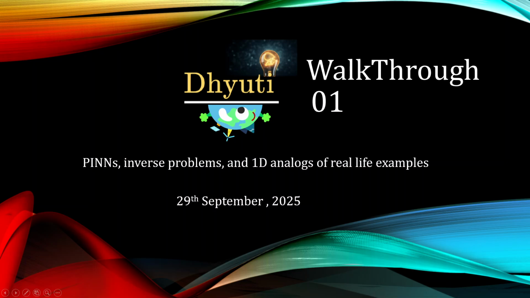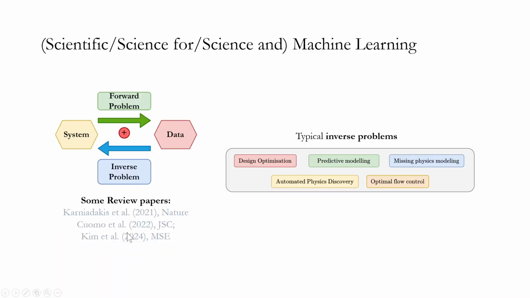Firstly, consider any given physical system and associated data. There are ways to go from system to data and data to system. When you go from system to data given certain parameters, it becomes a forward problem. When you have some data, partially or fully observed, and you want to discover what the underlying system is, that's an inverse problem. Typical inverse problems involve design optimization, predictive modeling, missing or hidden physics modeling, automated physics discovery, and optimal flow control. These are some really nice review papers which I can also share separately offline.